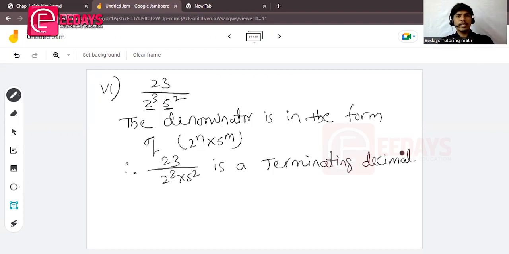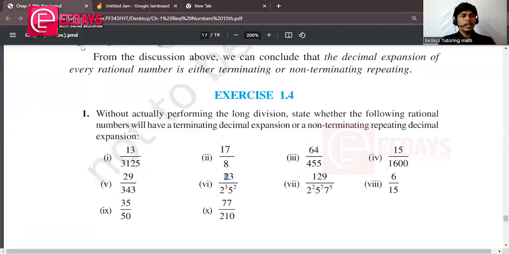So we can see the denominator, and we can confirm that it is a terminating decimal expansion. Okay, let's move on.